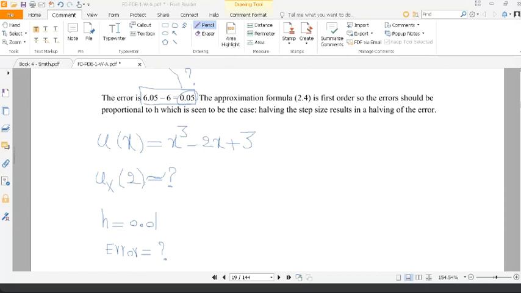Please, all students, try to solve this problem. Mr. Ahmad Khalil, Mr. Hassan Isa, Mr. Adnan Salman, also try to solve this problem.